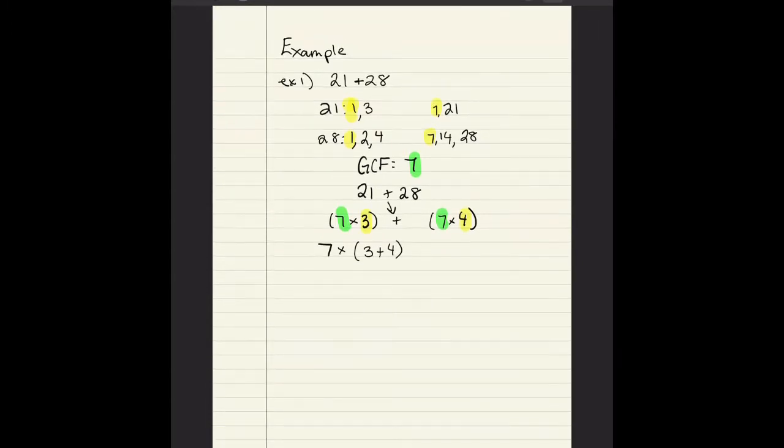I'm going to solve it. Well, that's it. But let's check my work. It's kind of like showing the reverse of the distributive property, or just showing you how it works. If I distribute the 7, I would get 7 times 3 plus 7 times 4. 7 times 3 is 21 plus 28. So see how that works? This is my check.